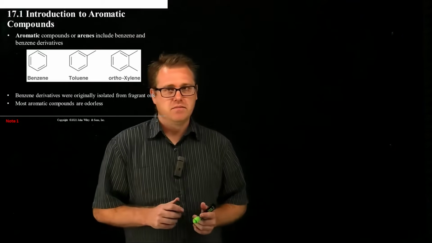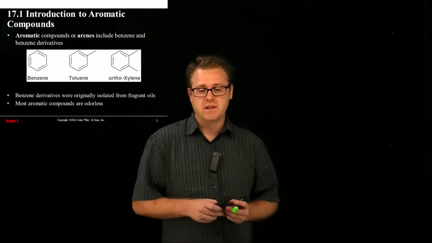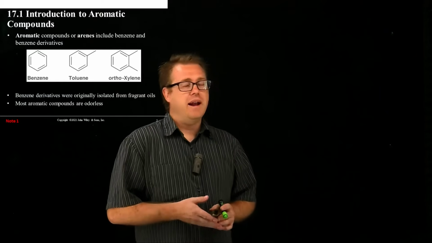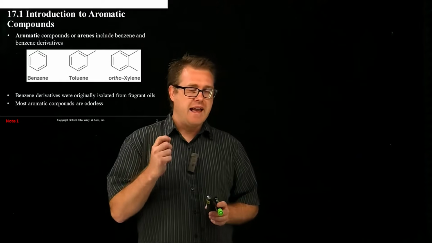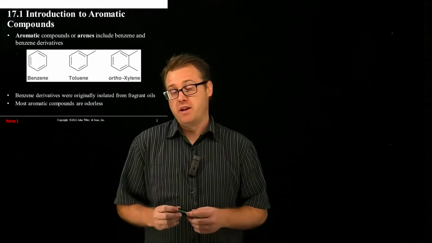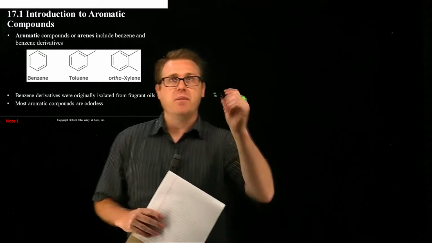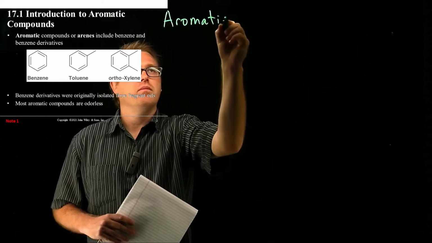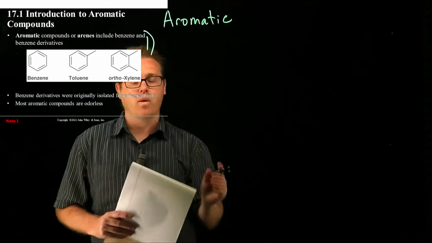Now benzene is an aromatic compound. Okay? And there's other benzene derivatives such as toluene and xylene, which are also aromatic. Now, aromatic compounds have 4 general features that we need to keep in mind, and these 4 features determine if a compound is aromatic or not. Okay, so with an aromatic compound, you're going to look for 4 things.